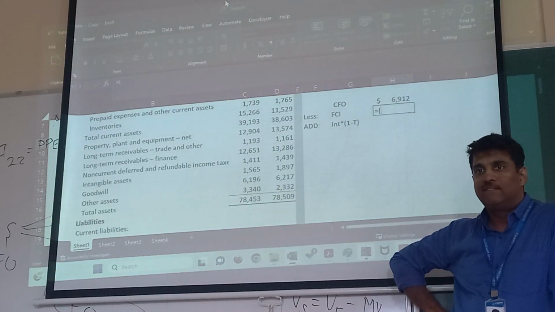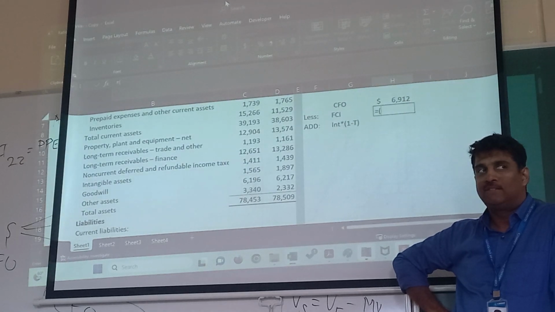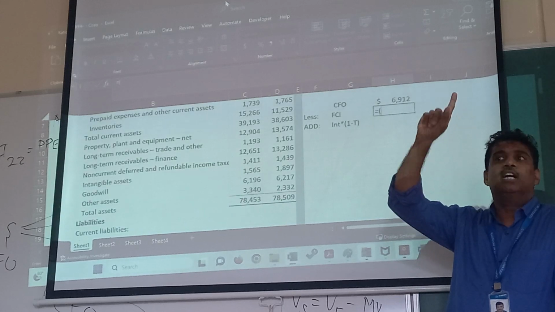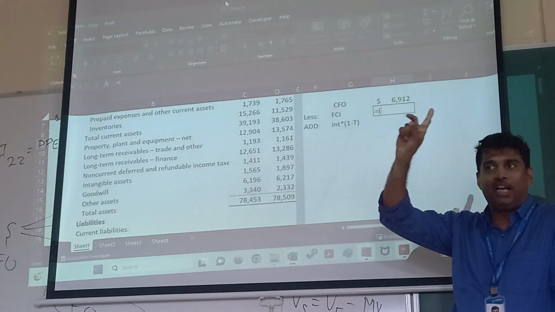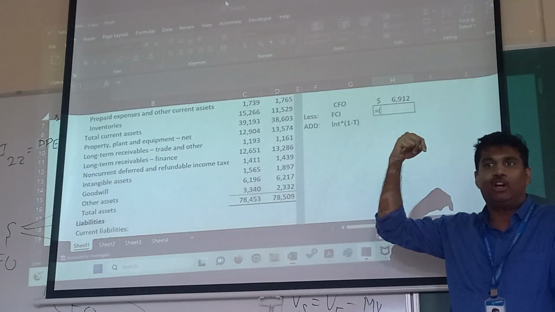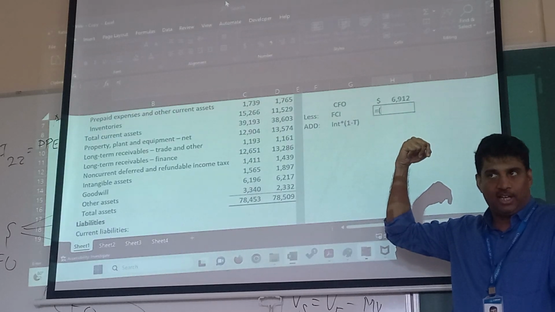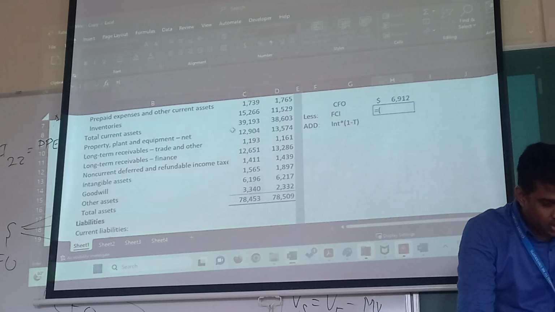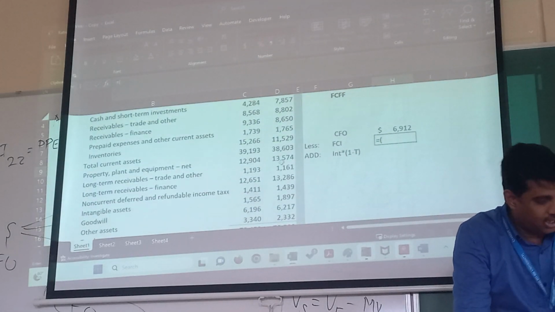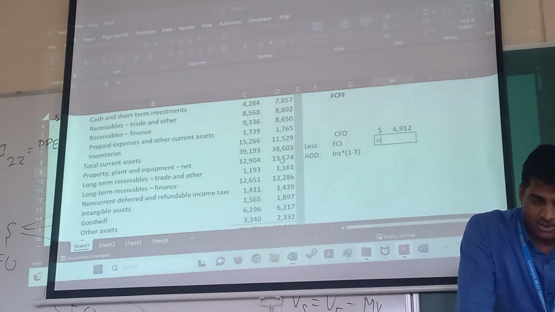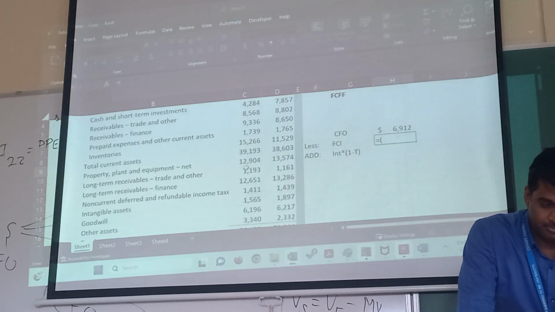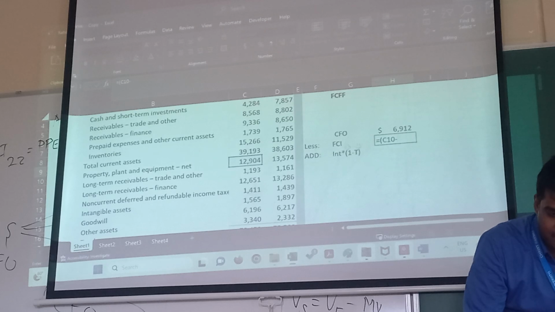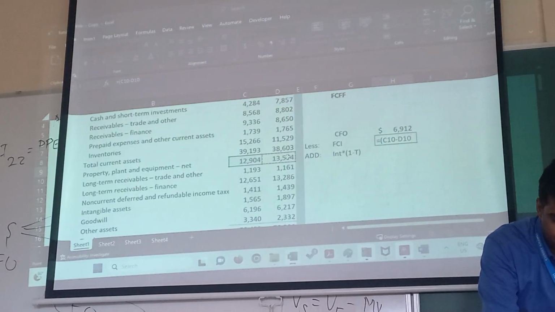We already accounted for non-cash charges. Fixed capital. Now listen, you should be taking the gross, not net. Why? Because net is net of depreciation. So you have to take the gross amount only. So you need to find the gross property, plant and equipment. If you do not have it, you can take the net. So in this case, the current year minus the previous year.